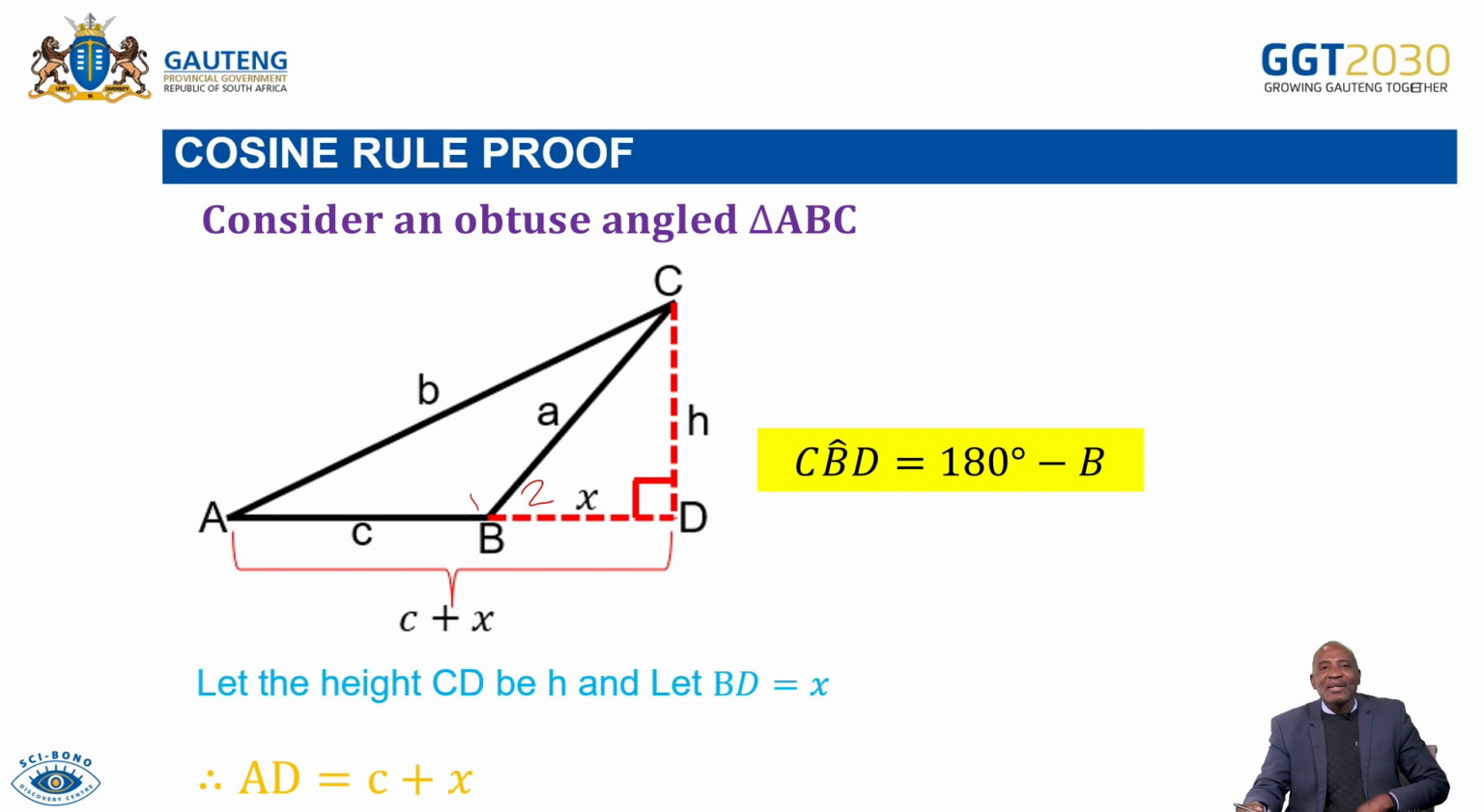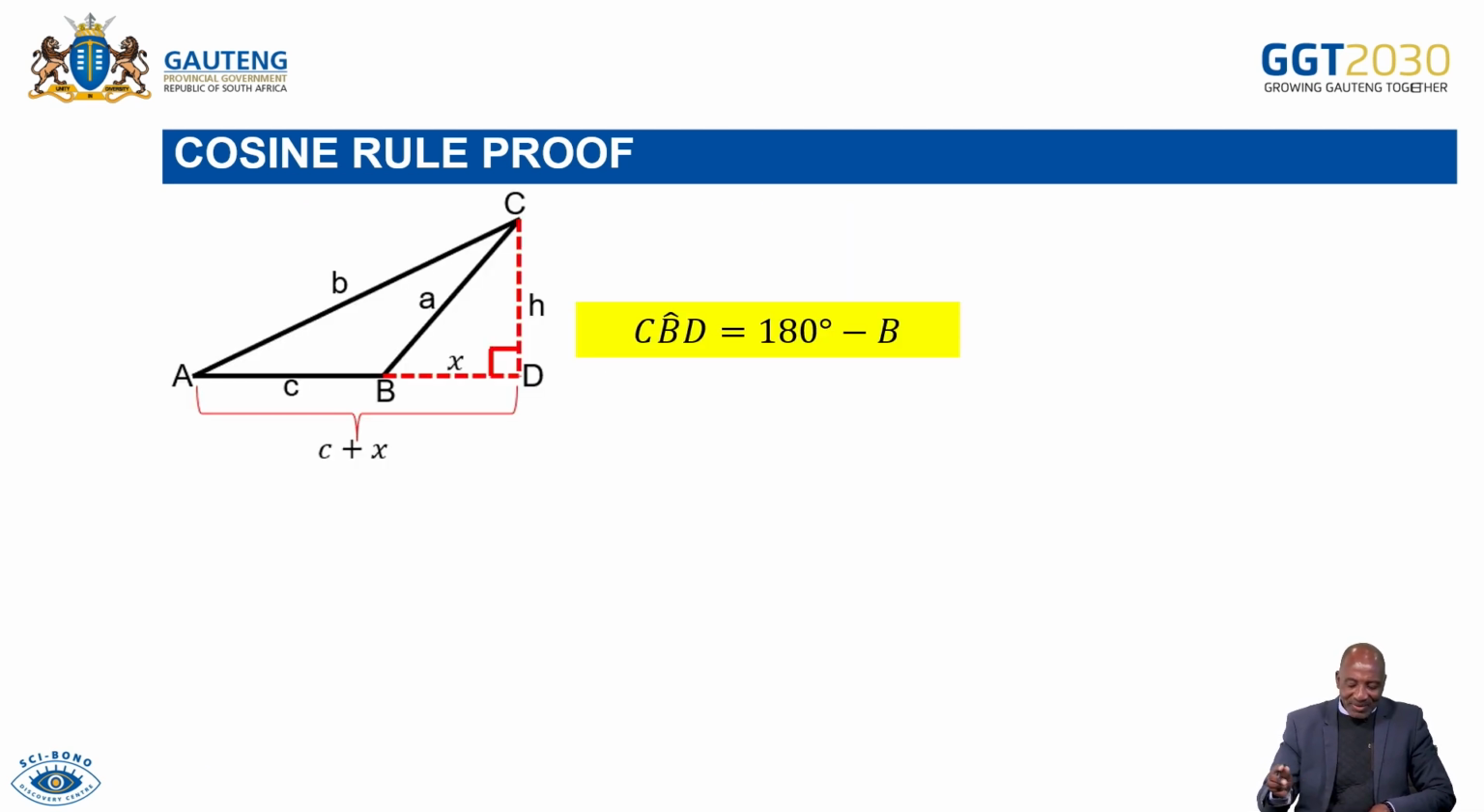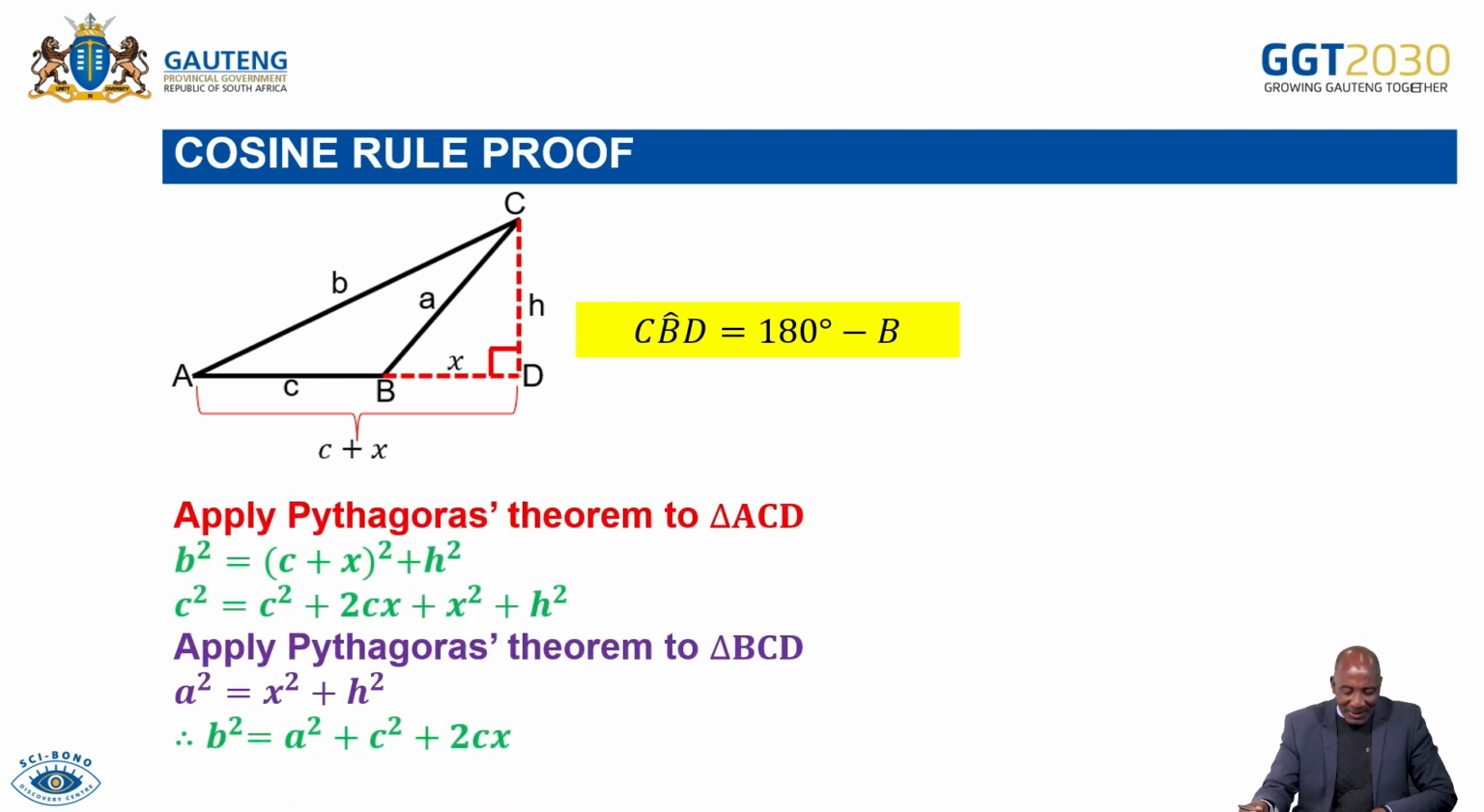It's going to be elongated by X units. It's A, B, D. From A to B is C, from B to D is X. Therefore, the whole length to form a right angle triangle is going to be AB plus X, which is C plus X. Again, we are going to apply our Pythagoras' theorem, bearing in mind that we are looking at triangle ADC. In triangle ADC, what are we saying?